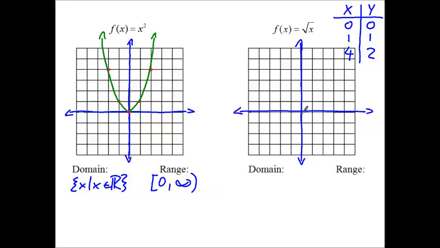We got the points (0, 0), (1, 1), and (4, 2). And that means that we will have a curve that's going to go like this over to the right. Our domain starts at 0 and goes to positive infinity, and so does our range. And that's why I'm using interval notation.